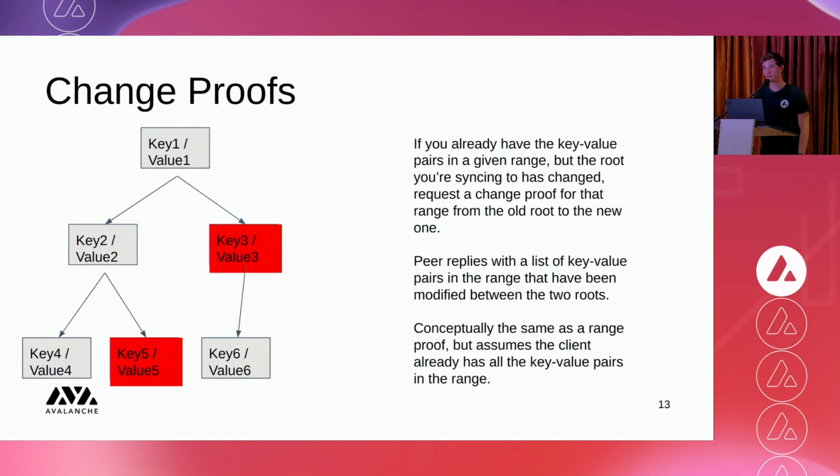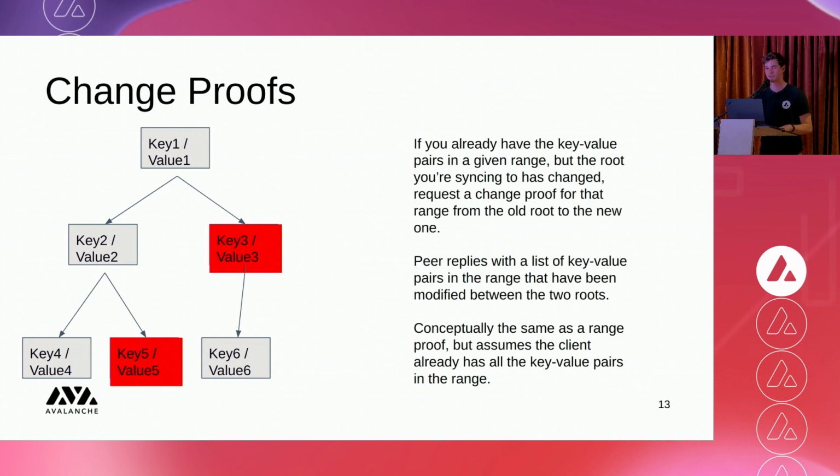And then the final cool thing that you can do with these trees is you could do a change proof. So you might already know a bunch of key value pairs in a certain range, right? For example, you might already know all of the key value pairs where the keys start with between 0 and 16, let's say. But what could happen is if you're working with a system that's live as opposed to a static file, right?